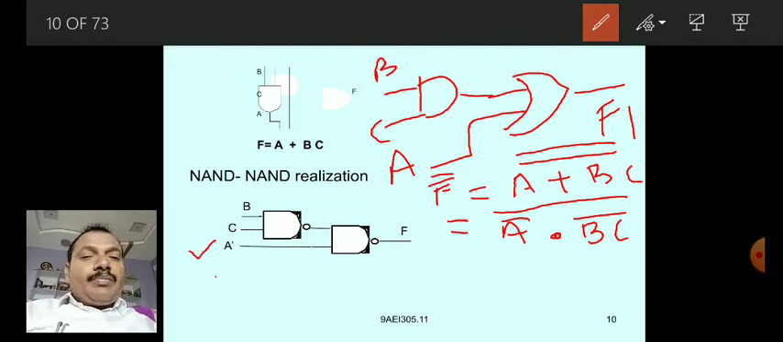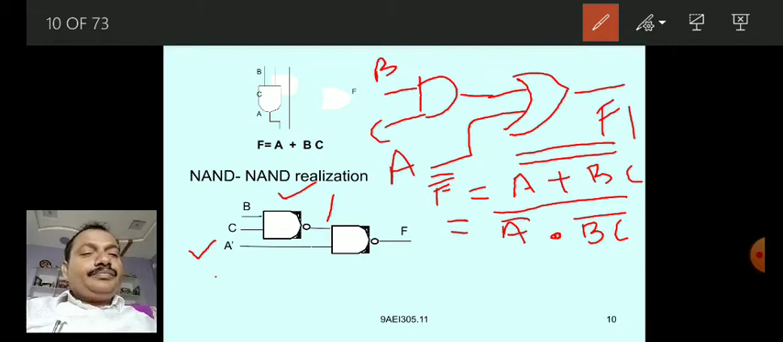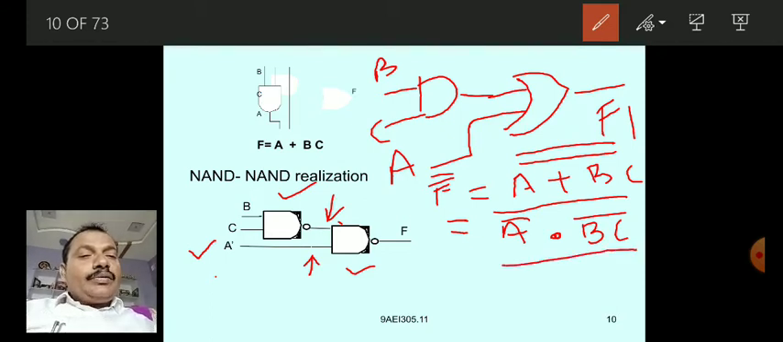You see, this is the A bar. That means with one NAND gate, with shorted inputs to the NAND gate, you can get the A bar, and dot BC whole bar. BC whole bar means B and C are given to one NAND gate. The output is BC whole bar, and A bar is available. So these two you have to give to another NAND gate. So the output is this only, whole bar. You will get this expression.